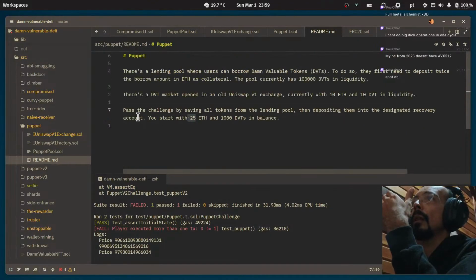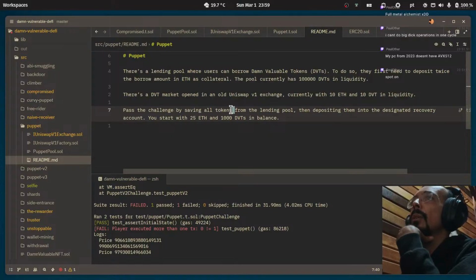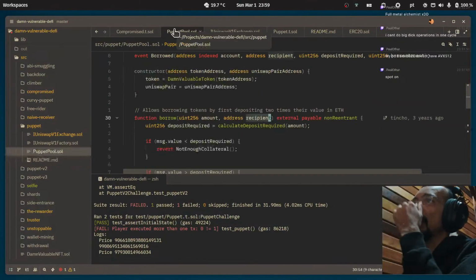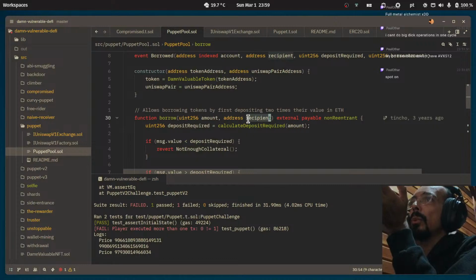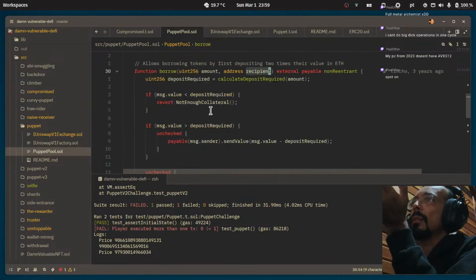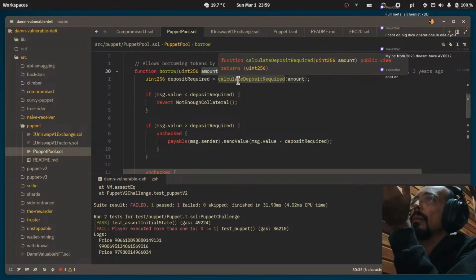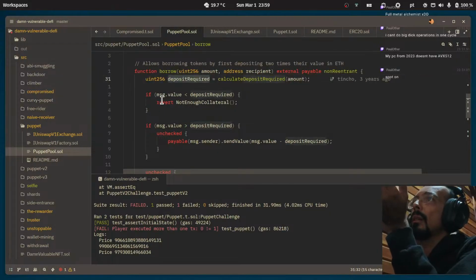The end question is pass the challenge saving all the tokens from the lending pool, then deposit them into the designated recovery account. You start with it, and so I need to go to the recovery account. I could put the recovery account here, right? So the amount they need to calculate the deposit required. I need to have enough to send on that variable that's payable.